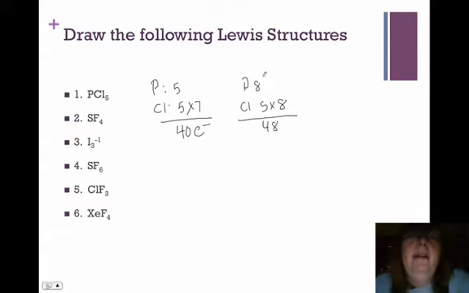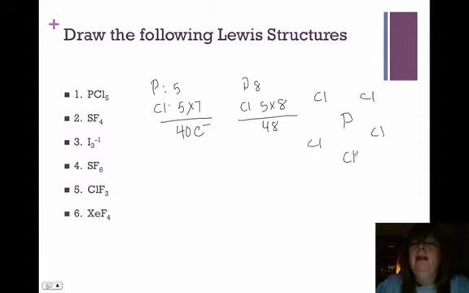If everything had an octet, well, we see here that we would have 4 shared pairs. So we put phosphorus in the middle, and then we're going to put 5 chlorines just kind of evenly spaced around here. And we see that 4 shared pairs is not going to be enough to link all those chlorines to the phosphorus. So more than an octet around our central atom. So we're just going to go ahead and just start drawing.